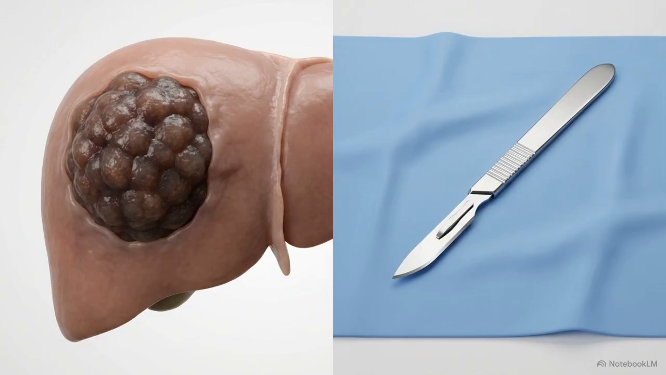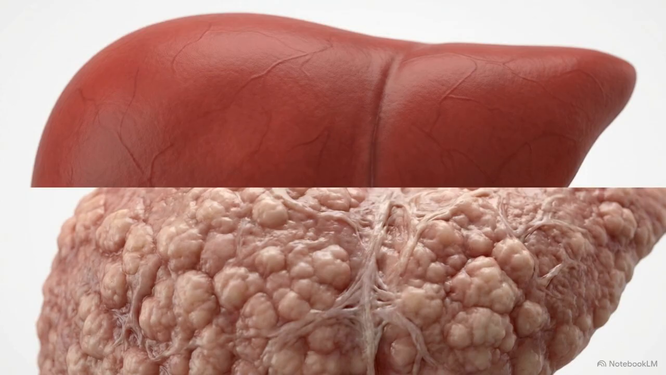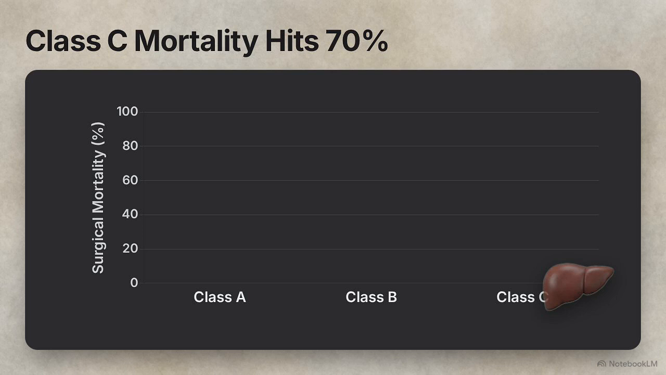That functional remnant introduces the core paradox of hepatic oncology. The oncologic stage of the tumor dictates the need for surgery, but the baseline cirrhotic state of the remaining liver dictates whether the patient will survive the operation. We estimate operative risk using the Child-Pugh score.